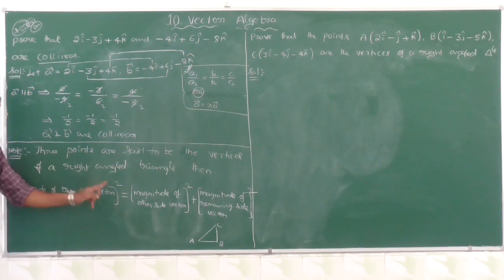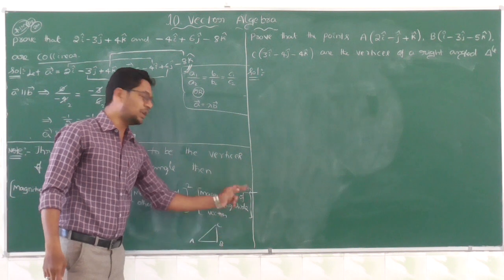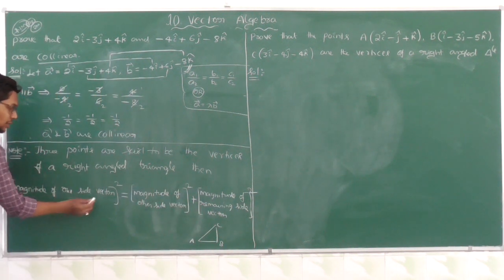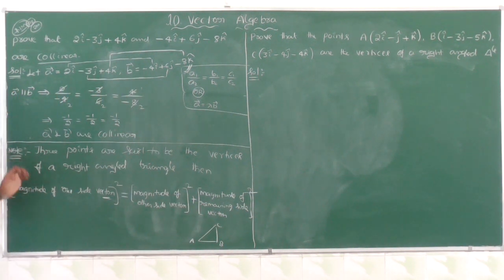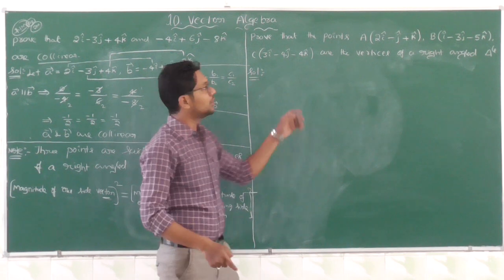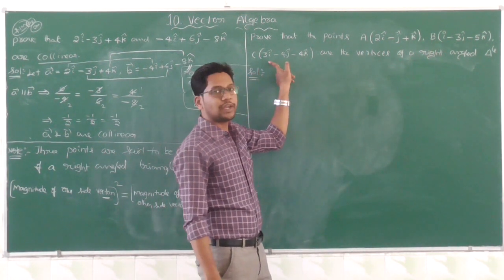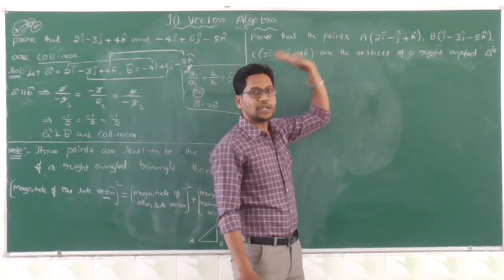Magnitude of one side whole square equals magnitude of the other side whole square plus magnitude of the remaining side whole square. Here we have to find the vectors. We have the 3 points A, B, C. First find out AB vector, next BC vector, next CA vector.